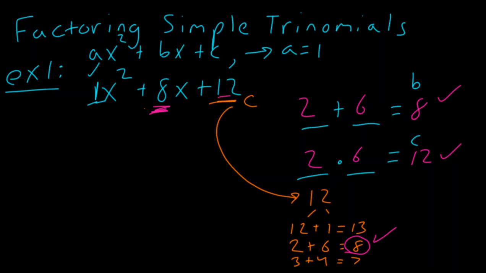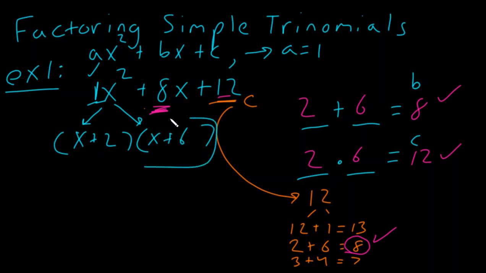Okay, cool. So what does that really mean? You're like, Mr. Hastings, I get that, but how do I break it down? Well, we know that x squared is really x times x, and we know that 8 and 12 can be broken down into plus 2 and plus 6. So this is how you factor a trinomial, or should I say a simple trinomial. Okay, let's move on to our second example.